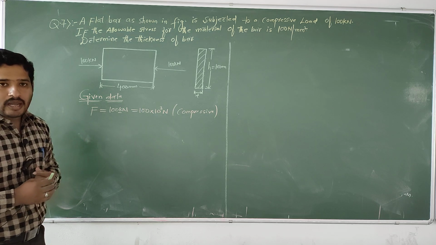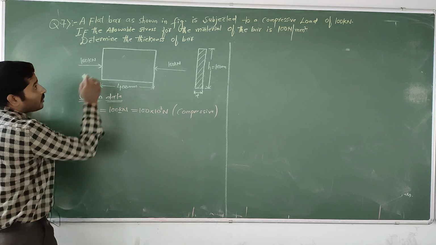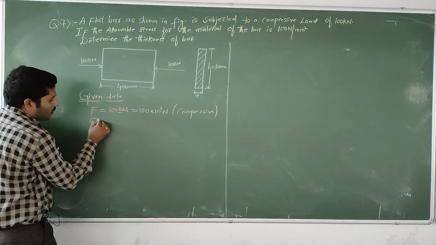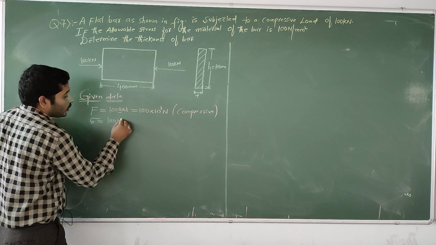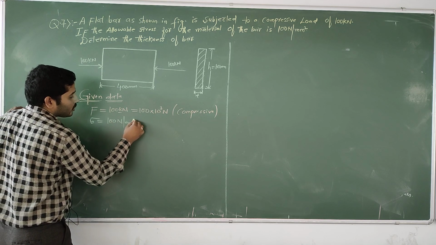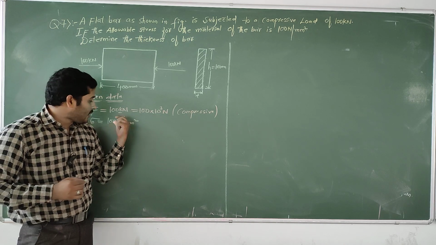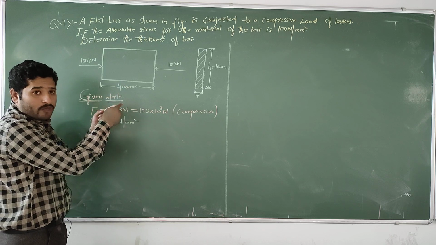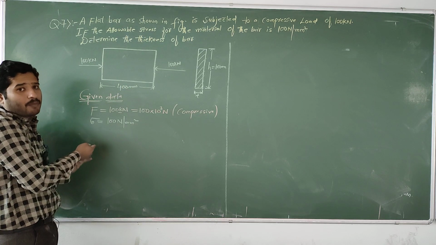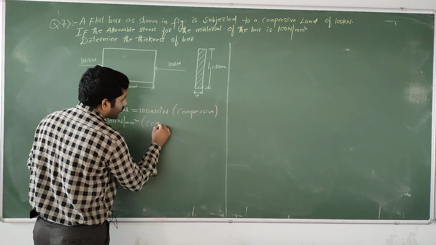How much is given here? The allowable stress of the material is given as sigma equal to 100 Newton per mm square. So what is the nature here? Again the nature is compressive, because we apply the compressive force, the stress will develop in compressive manner only. So we can represent here compressive.